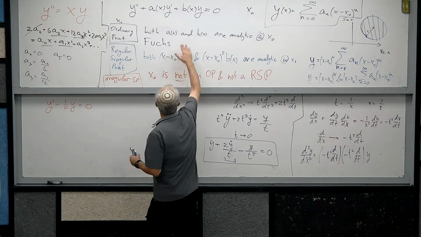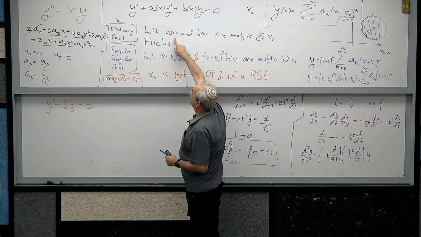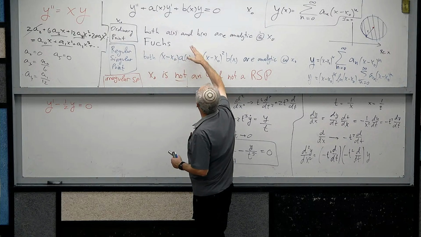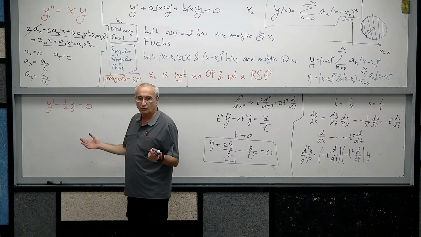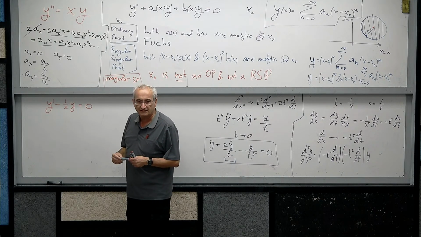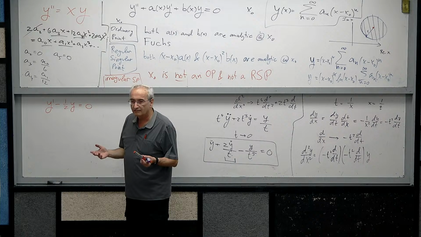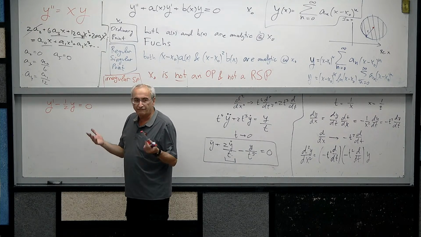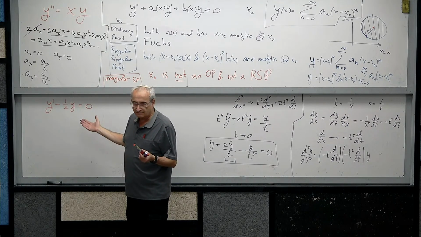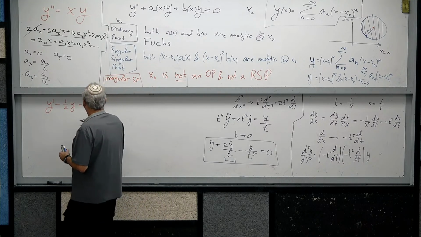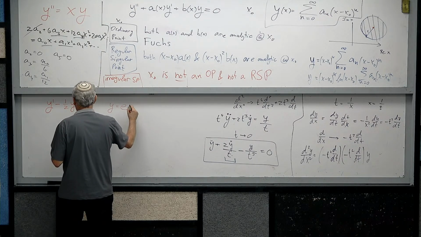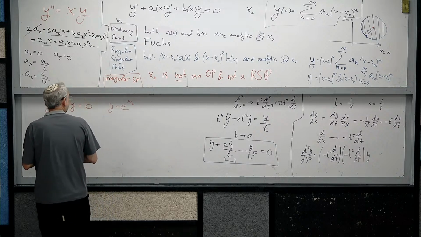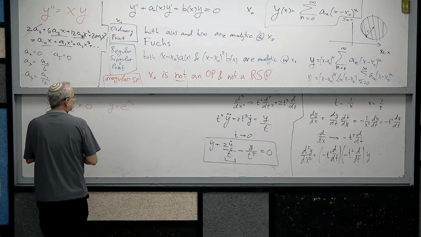So all you have to do is forget about everything except a of x, or b of x. What is b of x? It's 1/2, and 1/2 is analytic everywhere. So this function is analytic everywhere, and you know that the solution is y equals e to the x over 2. You agree with me?